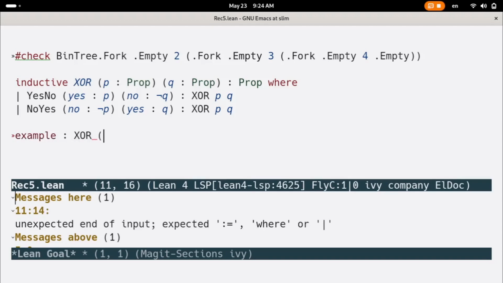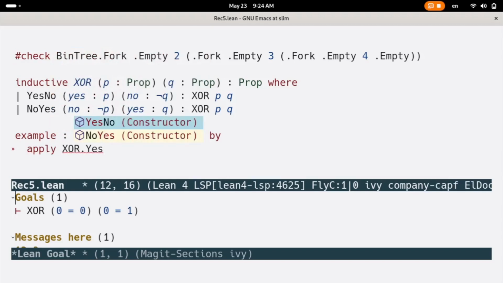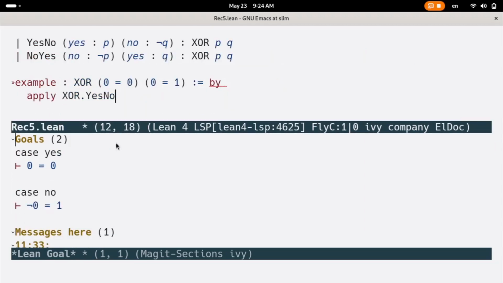So let us prove this example, which is that 0 is equal to 0 XOR 0 is equal to 1. So we enter the tactic mode, observe the goal, and notice that this XOR is true due to the constructor yes_no. So the left hand side is true and the right hand side is false.